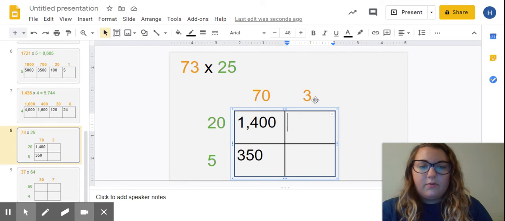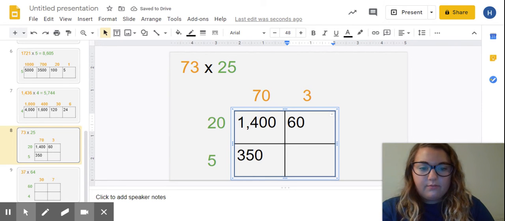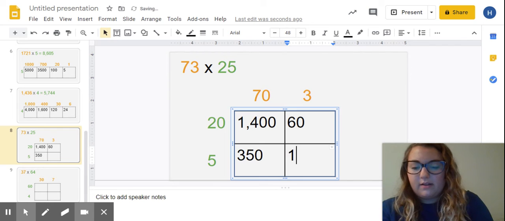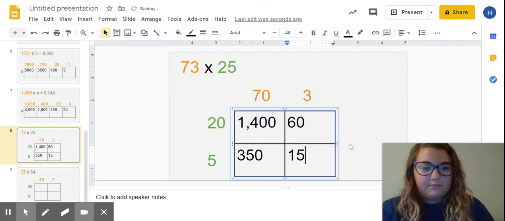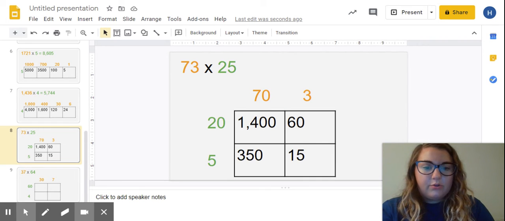Now it's time to move on to 3. So I need to multiply 20 times 3, which will give me 60. And now I'll multiply 5 times 3 and put it in my last box. 5 times 3 is 15. So now I have my area model completed, and I am ready to add up each of my values in each of my boxes here together.